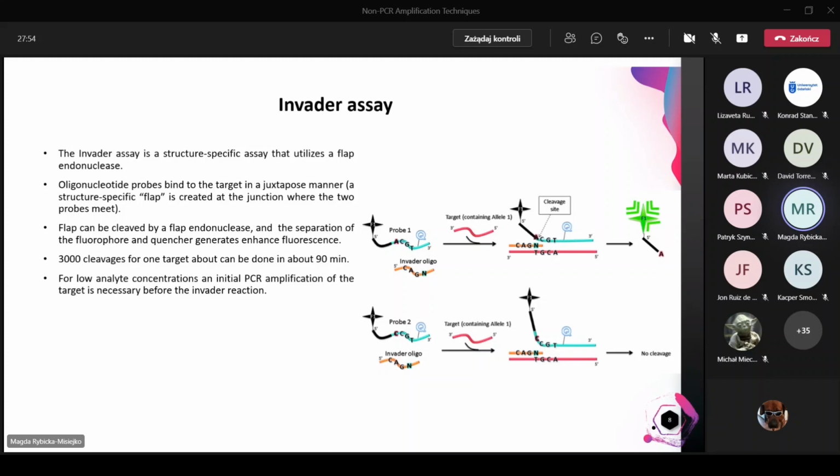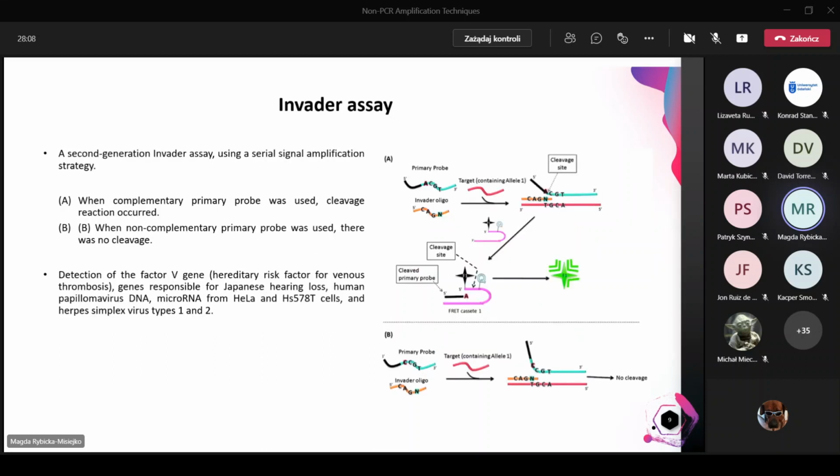And when the probe does not match the allele present in the target, there will be no overlapping invader structure, so the probe cannot be cleaved and there will be no fluorescence signal. A second generation invader assay combines the two invader cleavage reactions into a single assay.